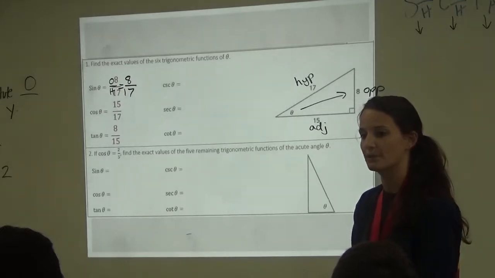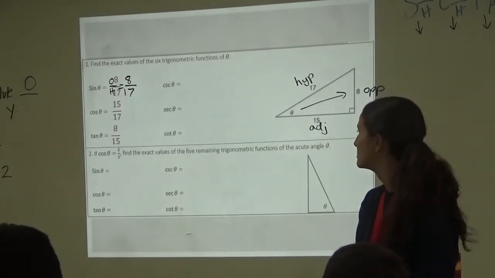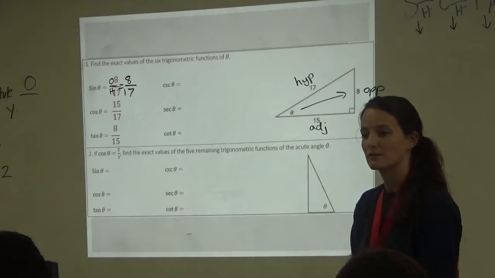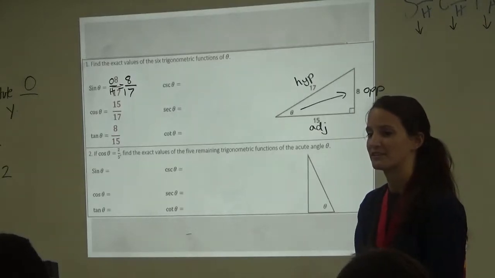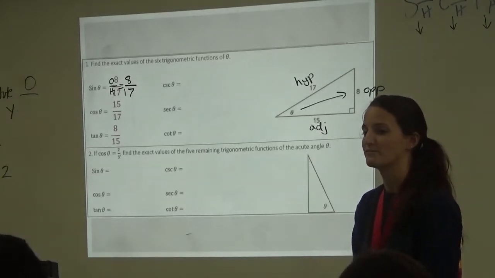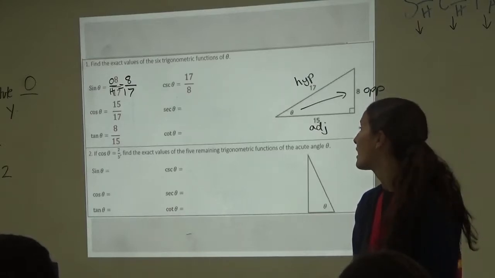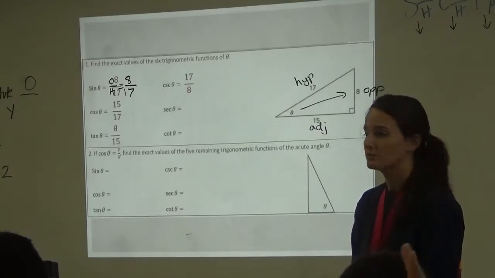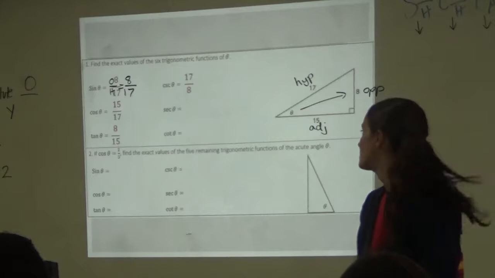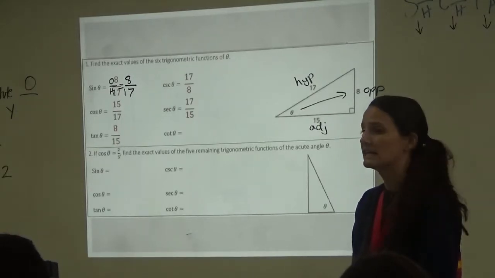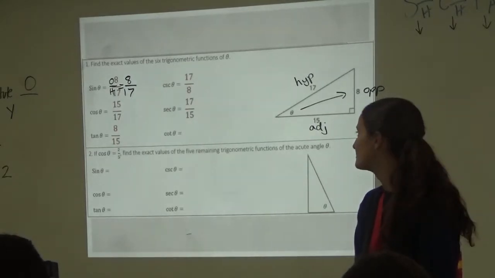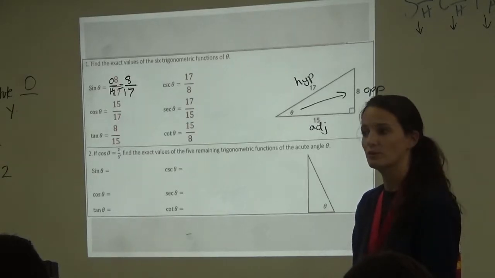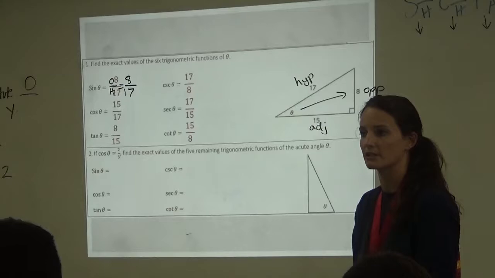Lovely. Next up, Luis. Theta. Lovely. Next up, Juan. Secant of theta is 17/15. And last but not least, Kennedy. Cotangent of theta is 15/8. Right, cool. Okay, so we're just finding them, we're labeling them, we're good.